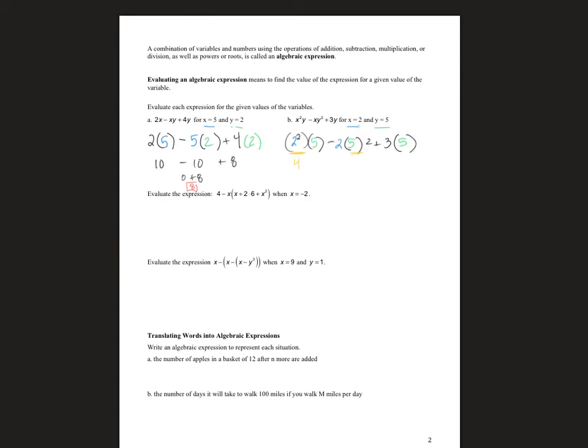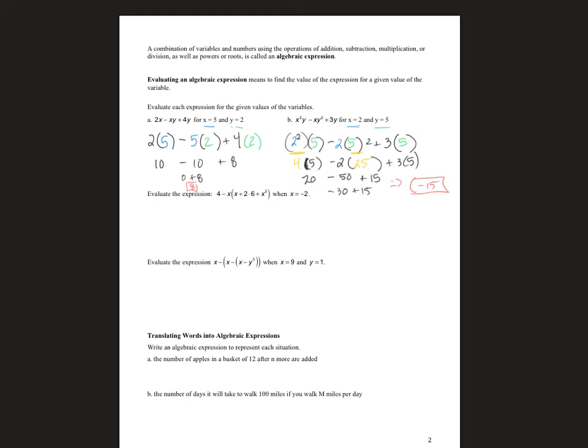So I have 4 times 5 minus 2 times 25 plus 3 times 5. Now I just have multiplication, so I have 20 minus 50 plus 15, working left to right. I have 20 minus 50, which is negative 30, plus 15, so my final answer would be negative 15.